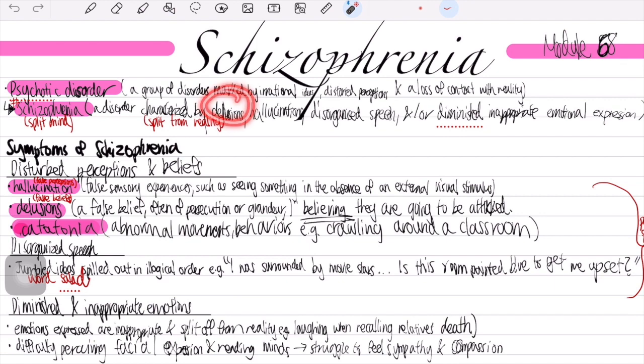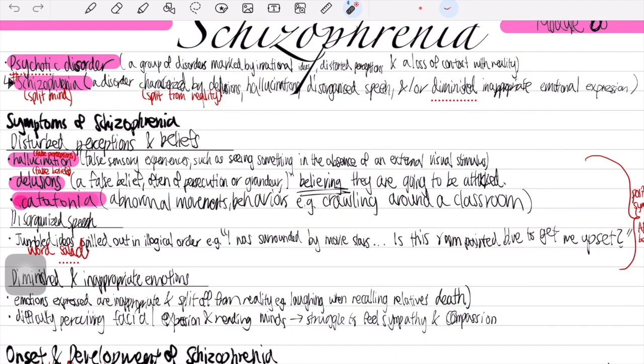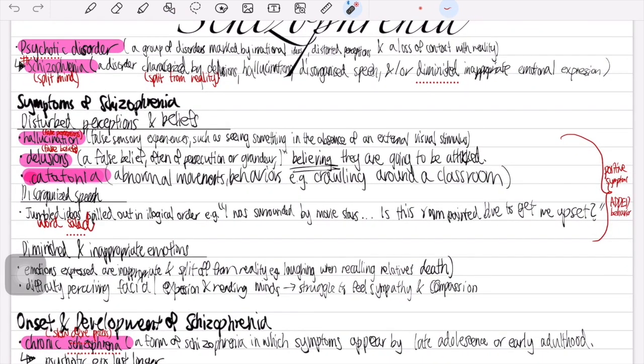Schizophrenia itself is a disorder characterized by delusions, which is a split from reality and having false beliefs, hallucinations, which is false sensory experiences. For example, seeing things when in reality there's nothing there. And also disorganized speech and diminished or inappropriate emotional expression. So it is mostly a split from reality.